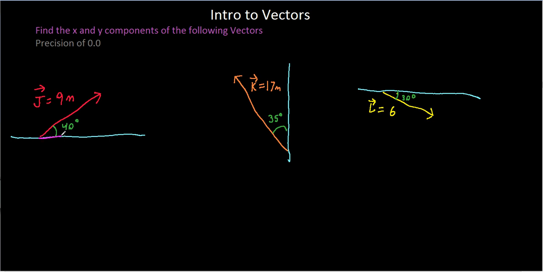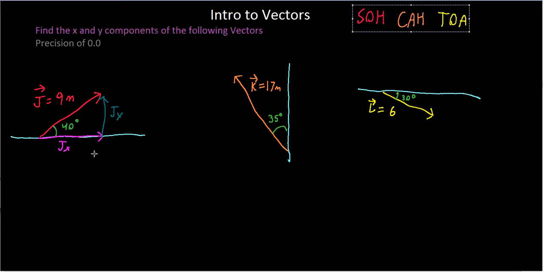So we have an x component here. We'll call this j of x, and we have a y component as well, and we'll call that j of y. There we go. We can calculate both of those pretty simply. J of x will just be, well, we'll use our old friend, SOHCAHTOA, to help us find it.